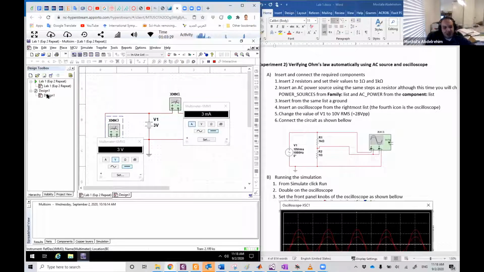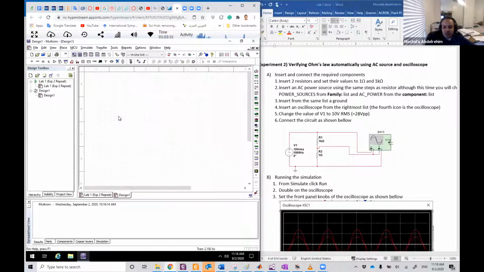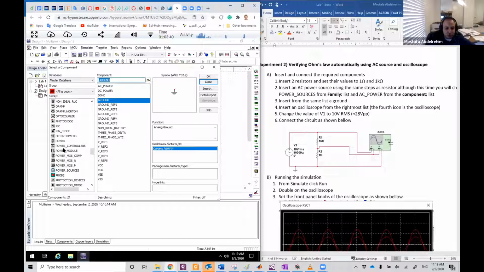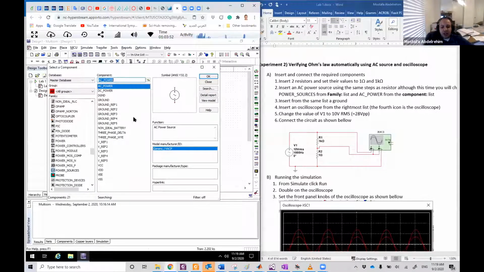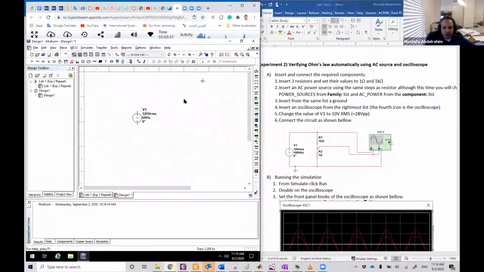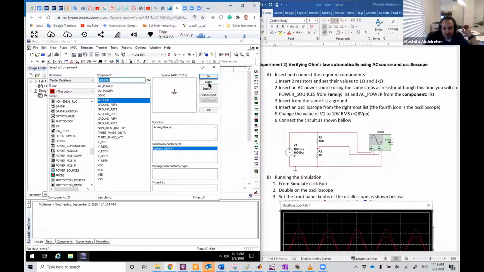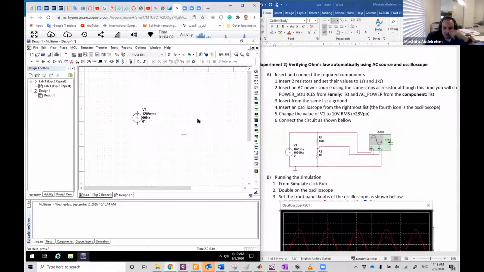Okay, we'll do it from scratch. That's fine. So we need an AC source. So place again component, and power source. We have the AC source. Okay, and put this guy here. Then remember, we need also a ground. So just bring the ground. Okay. It's very slow. I'm very sorry. Yeah. Finally. Good. And that's it. Don't need anything else from this list.